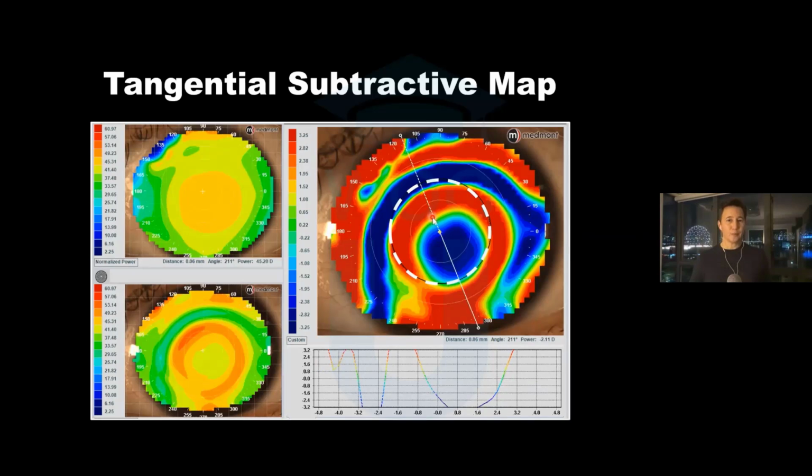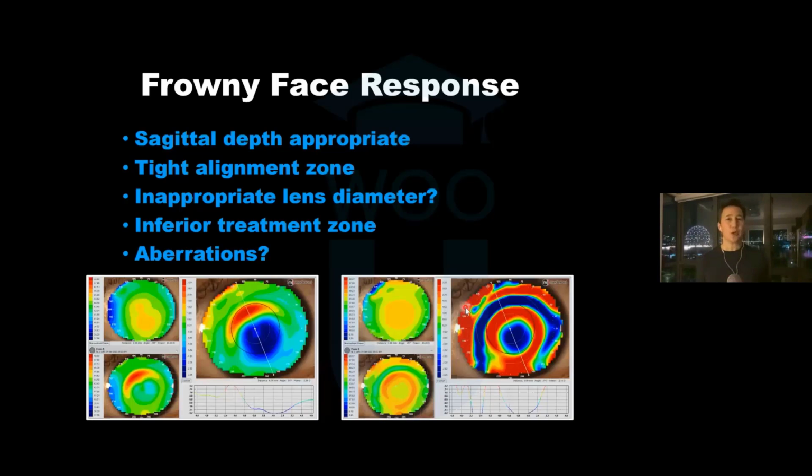Notice how the red ring is more than 1 millimeter inside the pupil. It's just below down here. You could look at the blue as well. The alignment zone of the lens is past the border of the pupil and it's well below somewhere down here. So this lens is definitely riding low, and this is what you call your frowny face outcome, where the lens is on the tight side and it wants to ride low. So loosening up the lens, loosening up the alignment zone is the way to resolve the frowny face outcome.